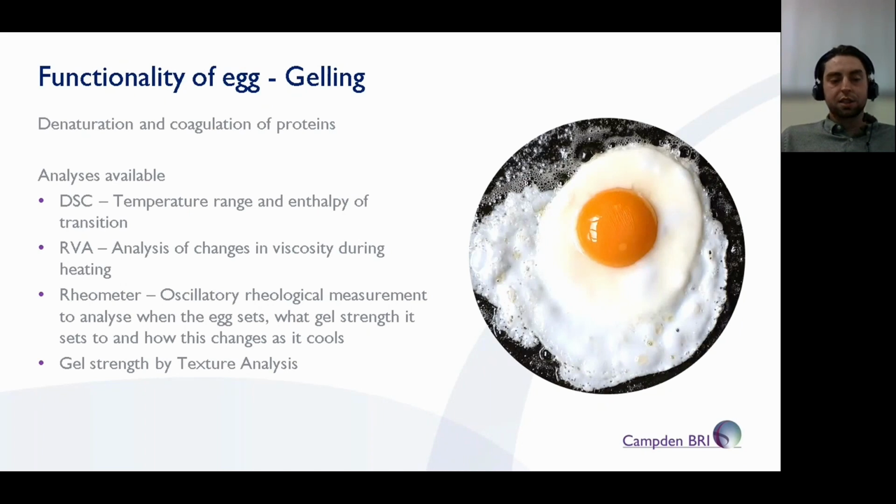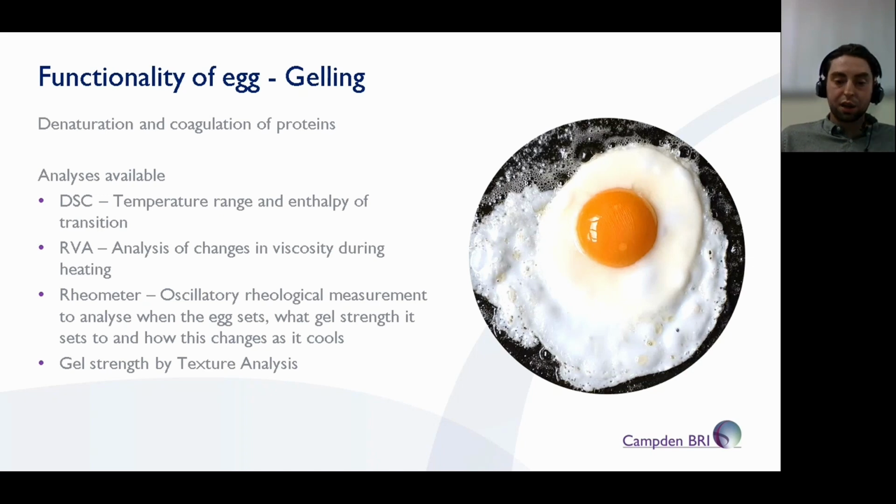RVA analysis, this is rapid visco analysis, typically used for flour and starches, but we have been using it at Camden to analyze protein and egg materials as well. It's effectively a viscosity measurement during heating. So we can analyze the changes in viscosity while we cook something, while we heat something up. And there's an example coming up for egg in the next slide or two.